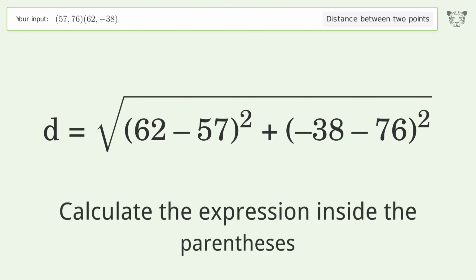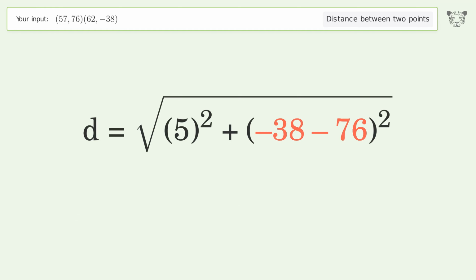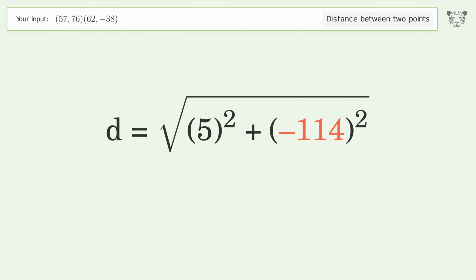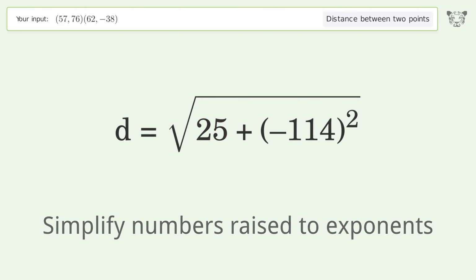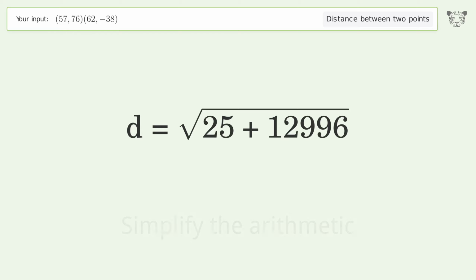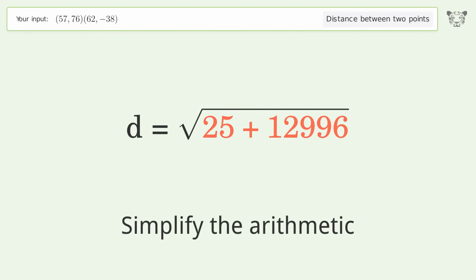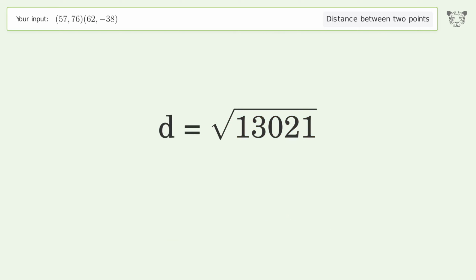Calculate the expression inside the parentheses. Simplify numbers raised to exponents. Simplify the arithmetic. And so the distance between the 2 points is the square root of 13,021, or 114.11.